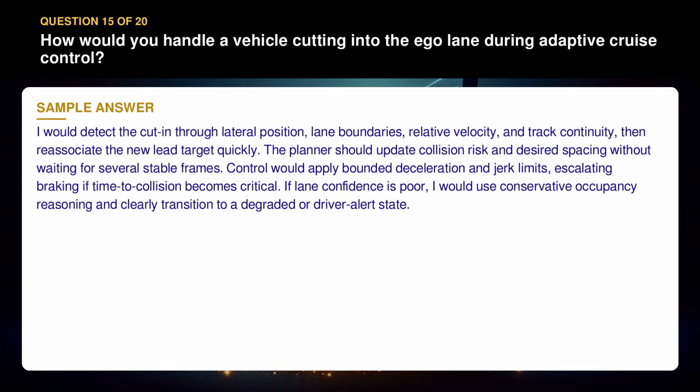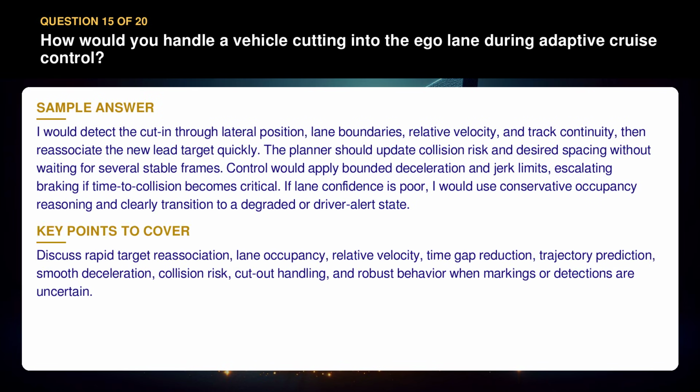If lane confidence is poor, I would use conservative occupancy reasoning and clearly transition to a degraded or driver alert state. Discuss rapid target reassociation, lane occupancy, relative velocity, time gap reduction, trajectory prediction, smooth deceleration, collision risk, cutout handling, and robust behavior when markings or detections are uncertain.